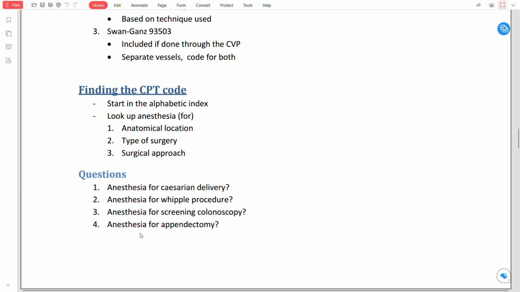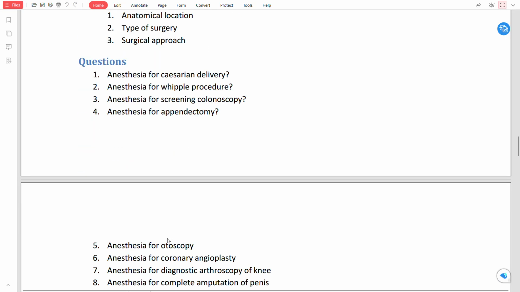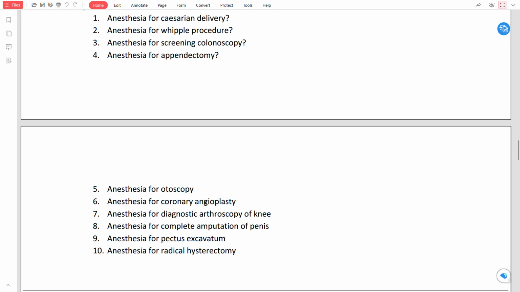Third one, screening colonoscopy, and anesthesia for appendectomy, anesthesia for otoscopy, anesthesia for coronary angioplasty, anesthesia for diagnostic arthroscopy of knee, anesthesia for complete amputation of penis, anesthesia for pectus excavatum, anesthesia for radical hysterectomy. This is a direct code and it's very easy to answer these questions. So try to answer these questions, guys.